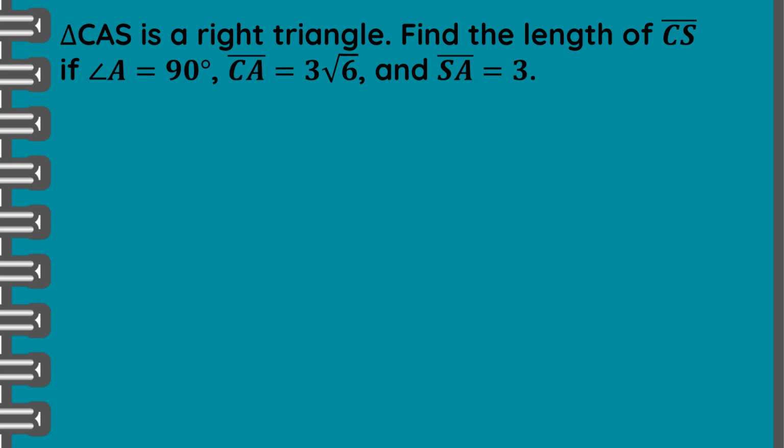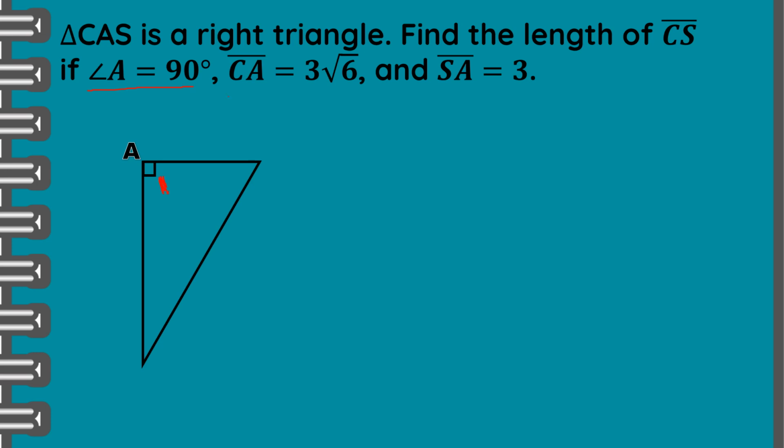Triangle CAS is a right triangle. Find the length of segment CS if angle A is 90 degrees, segment CA is 3 square root of 6, and segment SA is 3 units long. We need first to illustrate the given problem in order for us to easily solve it. We have here a right triangle, and it was stated in the problem that angle A is a right angle. Since here is the right angle, we can therefore say that the vertex where the right angle lies will be point A. So we name this vertex as point A.